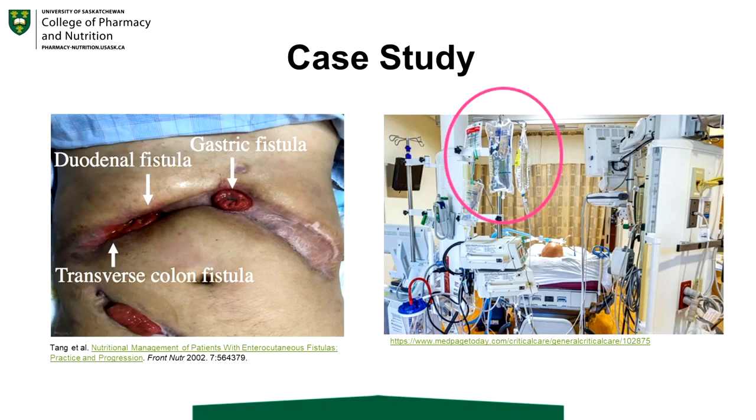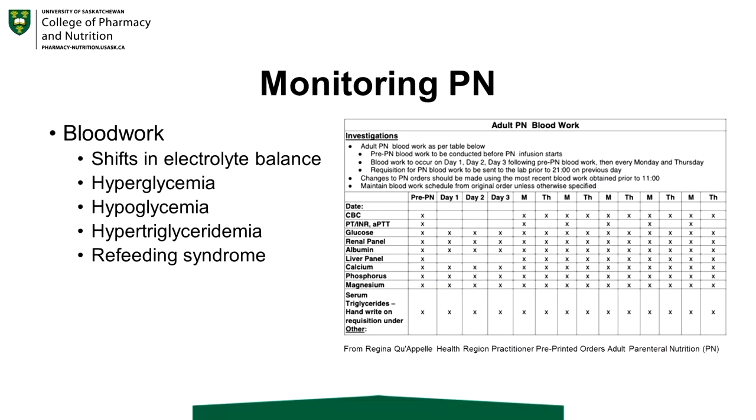Once PN is initiated, the next step is to monitor for tolerance, watch for any PN-associated complications, and determine the effectiveness of the PN therapy. One of the primary parameters we look to when monitoring PN is blood work. The frequency of monitoring blood work depends on the severity of the illness, metabolic stress, and other clinical conditions of the patient. PN monitoring is also hospital-specific.